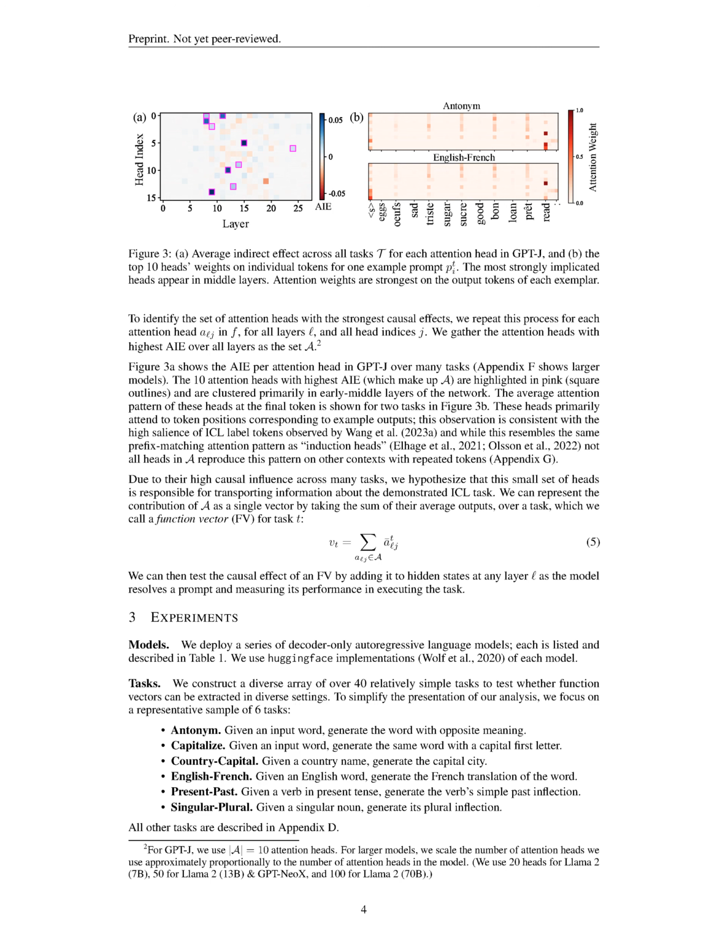Section Summary. In this section, the authors apply causal mediation analysis to identify the components of a transformer model that play a causal role in predicting the correct answer for a given task. They focus on the attention heads and measure their causal and direct effect, CIE, in recovering the correct answer. By identifying the attention heads with the strongest causal effects, they create a set called A, and represent their contribution as a function vector, FV, for each task. These FVs can be added to hidden states at any layer of the model to improve task performance.